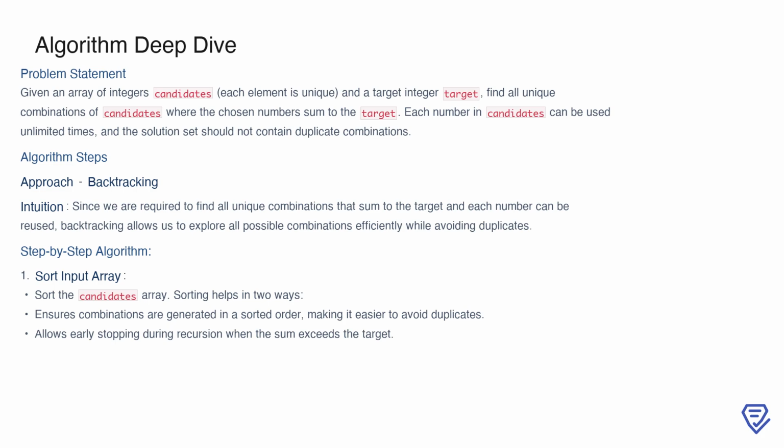Backtracking allows us to explore all possible combinations systematically, while also giving us the ability to prune paths that cannot lead to valid solutions. The first step in our algorithm is to sort the input array. Sorting helps us in two key ways. It ensures that combinations are generated in a consistent, sorted order, which makes it easier to avoid duplicates, and it allows us to stop exploring further as soon as we know the remaining target cannot be reached. This sorting step is foundational for efficiency and correctness.